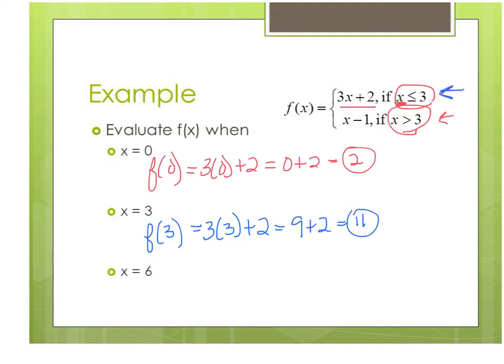And for the last one, f of 6. Well, 6 is going to be in the bottom one because 6 is greater than 3. So for any x greater than 3, we use the bottom one. So we're going to use 6 minus 1, which is 5. So what you need to remember is depending on the x that you're evaluating for, you just need to pick the correct equation to evaluate in. Do not evaluate in every equation. You just have to pick the correct one that corresponds with those x values.